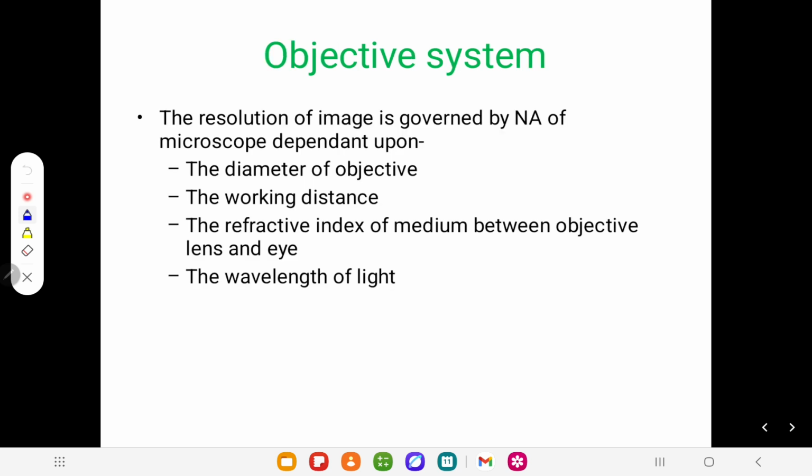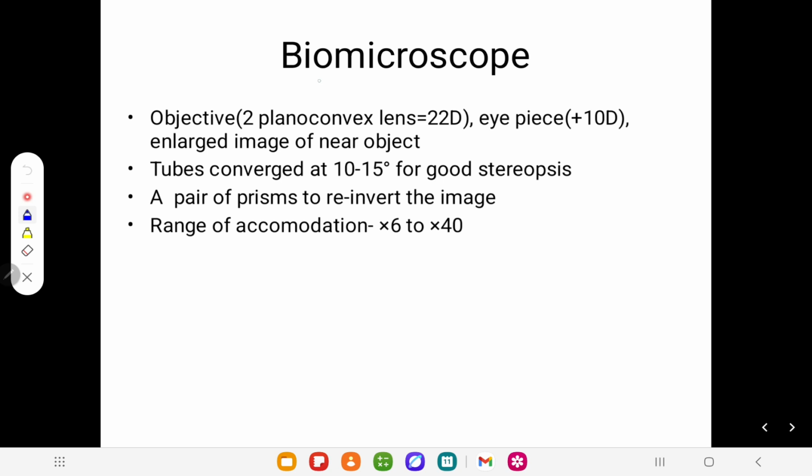So now come to the objective system. Now come to the telescope and the magnifications. Okay, so the microscope basically, and the magnification. In the objective system, the resolution of the image is governed by the microscope. So what are the things that are dependent upon the microscope? One, the diameter of the objective lens, which basically means how much light it incorporates into the system. Working distance, definitely. The refractive index of the medium between the objective lens and the eye. The wavelength of the light. Let's discuss further.